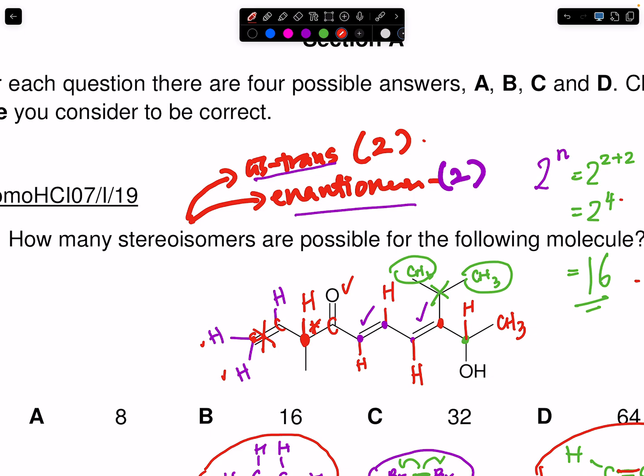The other chiral center. Sorry? Where's the other? Can you see? 1 group, 2 group, 3 group, and a huge molecule is the 4th group. Why is it 2 plus 2? Because 2 stereoisomers from cis-trans and 2 from enantiomers.